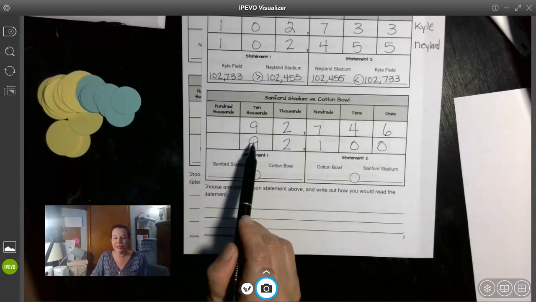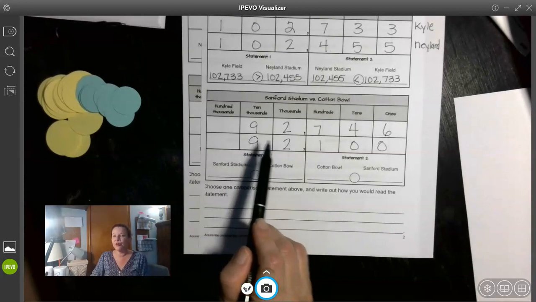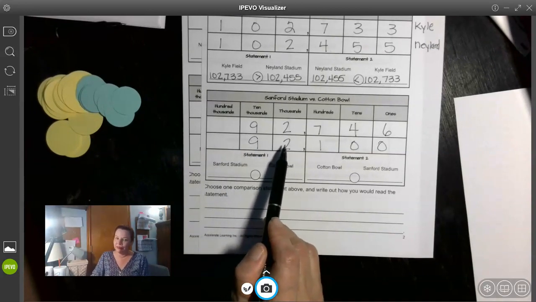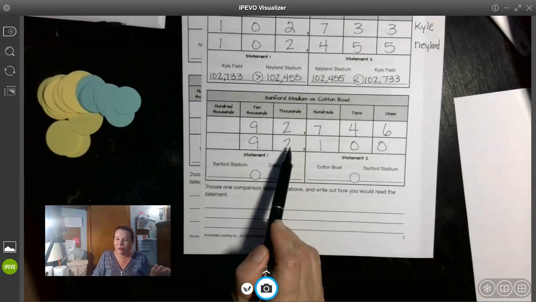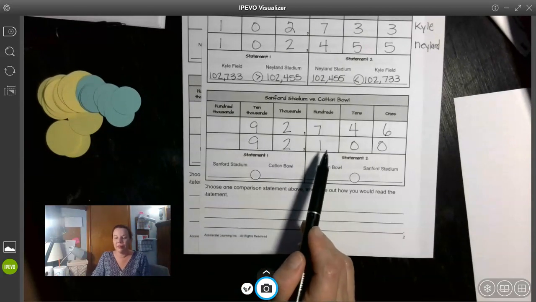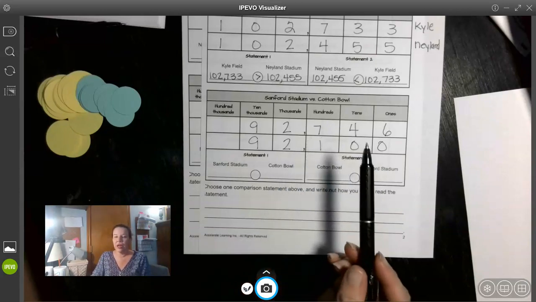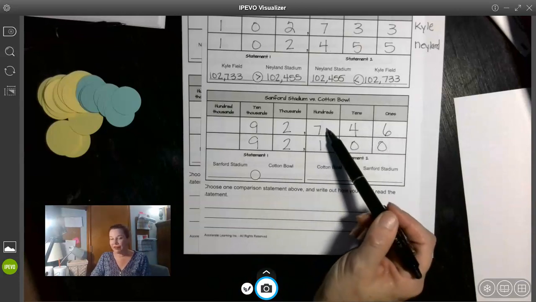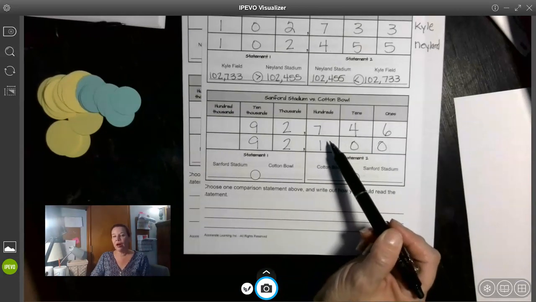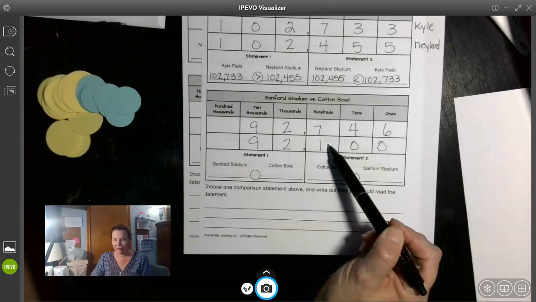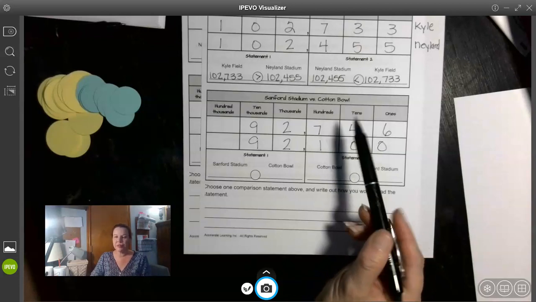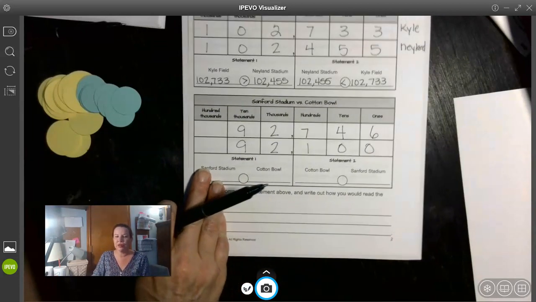So we need to move to the 10,000s. Those are the same too. So we need to move to thousands. Well, those are the same too. So let's go to the hundreds. Are these the same? No. So which one is bigger? Would it be bigger if you had 7 100s or 1 100s? All right, the 7. The 7's bigger. 700 is bigger than 100.